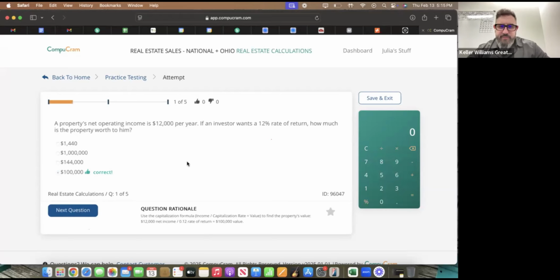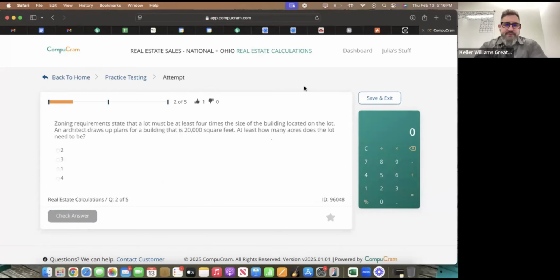Use the capitalization formula, income over capitalization rate equals value, to find the property. So when I said, what is 12,000 12% of? It is $100,000. Oh, okay. 12,000 per year if the investor wants a 12% rate of return. Okay. Got it. Tricky. Yeah, they're tricky. All right, next question.